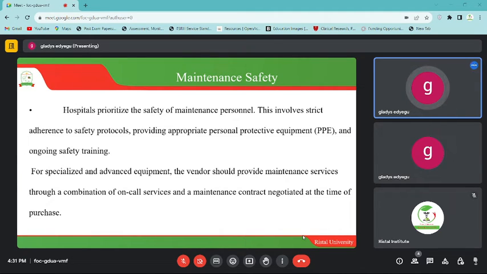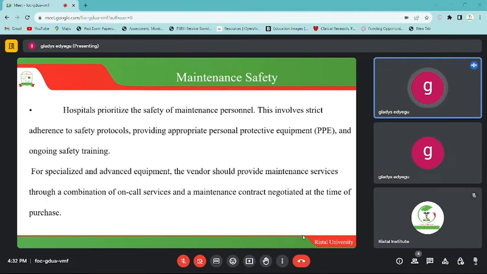So maintaining safety, what do we need to understand in this? During maintenance, we have to provide safety for both the engineers and the people around who are using those equipments or the infrastructures. So hospitals prioritize the safety of maintenance personnel. Those people who help us to repair these machines and maintain these equipments and systems, we have to prioritize and look at their safety, because during maintenance or repairs, some of them get accidents and injuries in the process of those maintenance activities.